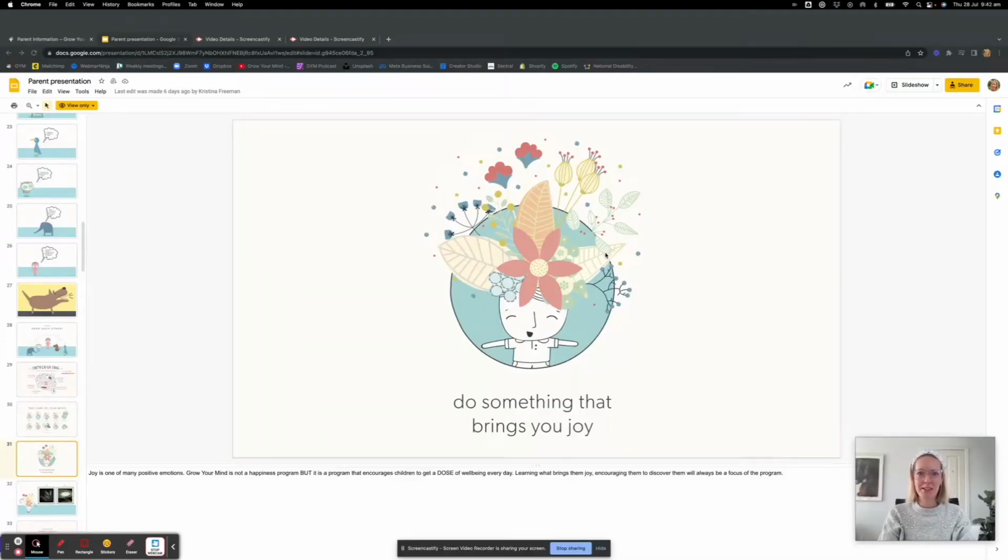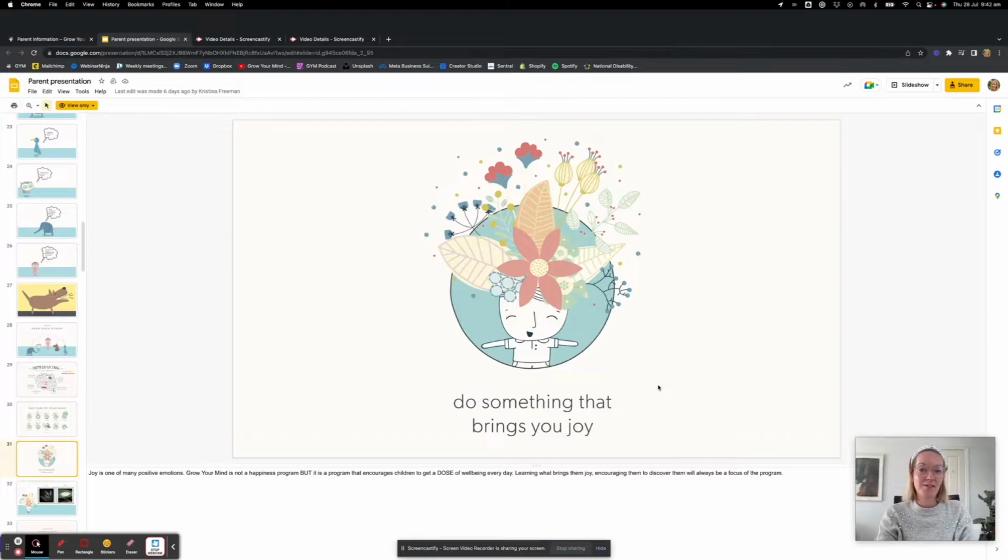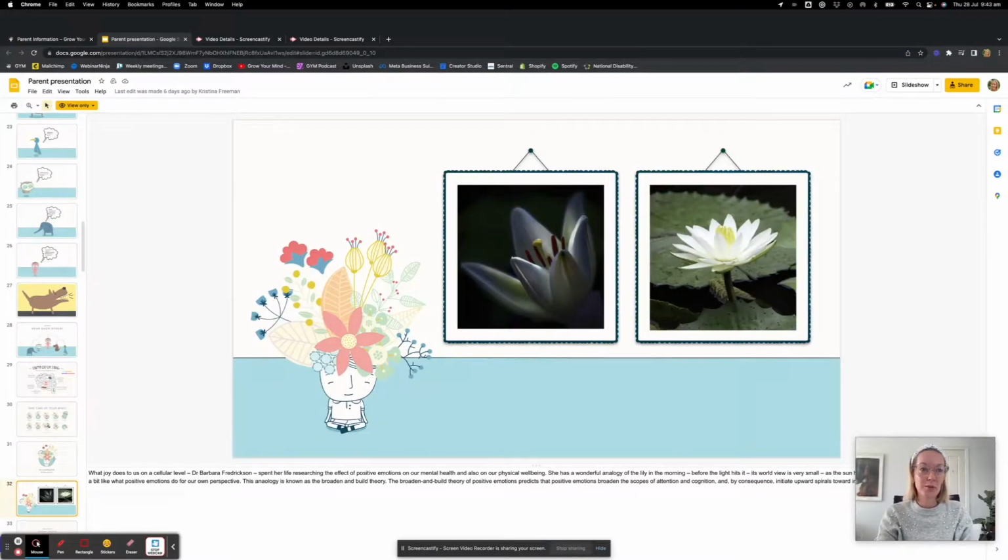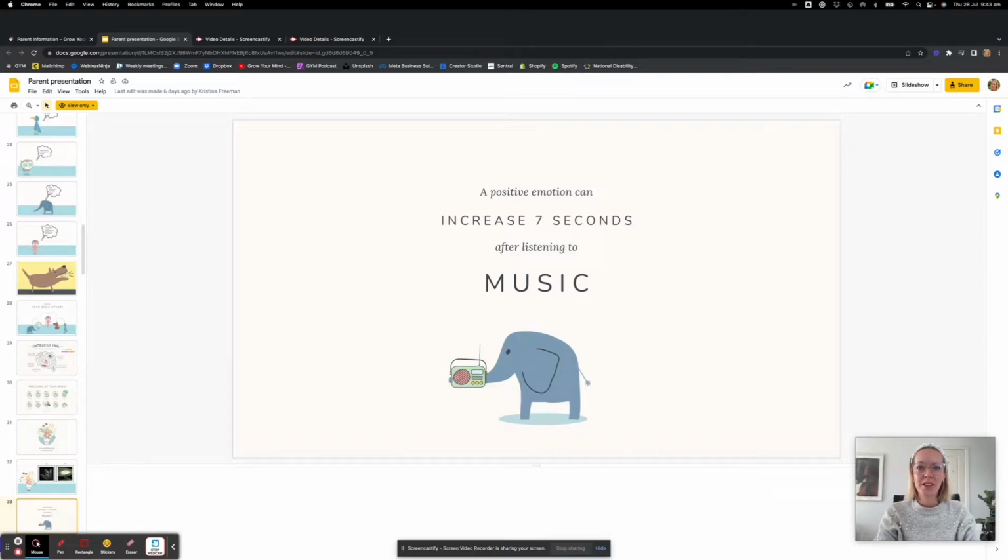Doing something that brings you joy. This is our first invitation, our first strategy to learn. And joy is one of many positive emotions that we teach through the Grow Your Mind program, and a great one to highlight to the parents. Discovering things that bring them joy as a family at home. Go into a little bit of the science behind why positive emotions are vital for us flourishing. And there's the analogy description below.